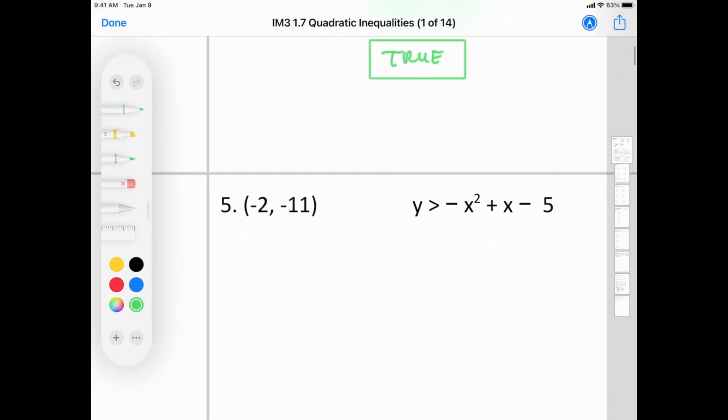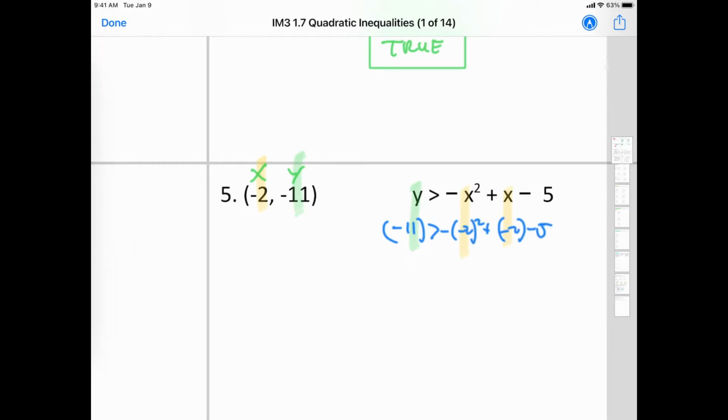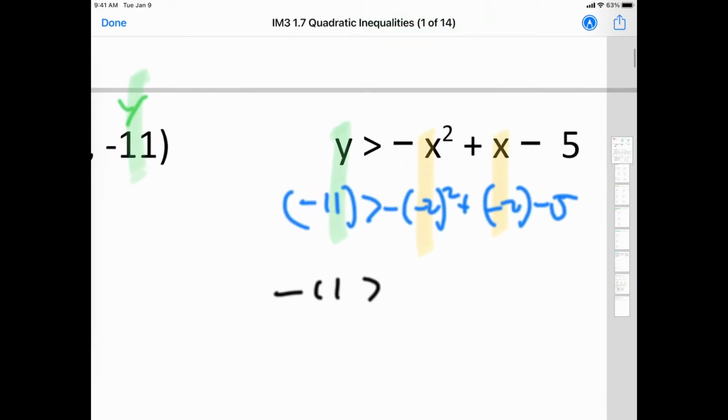And the last one. Every x value is going to be negative 2. Y is negative 11. So negative 11 is greater than negative 2 squared plus negative 2 minus 5. Negative 11 is greater than negative 2 squared is positive 4, and opposite of positive 4. So I'm doing this first. That's what I'm trying to say here. That's opposite of positive 4.